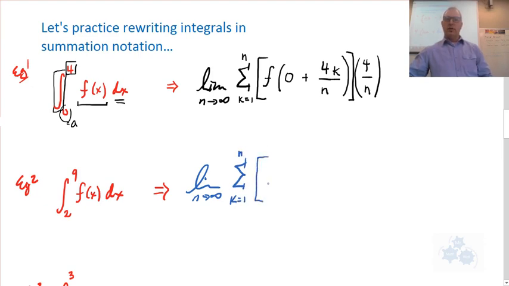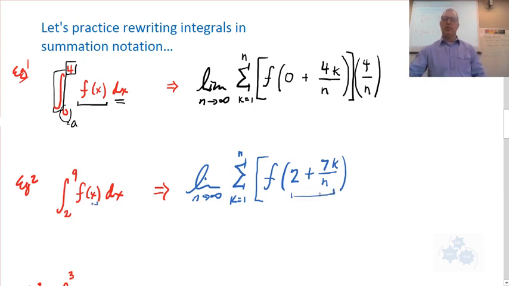And we're going to do the function evaluated at a. Now what's a? 2 plus b minus a, that's 7 over n times k, or 7k over n. Okay, so this is what's going to replace the x here, right? It's going to be the input variable. And then here we have 7 over n as our width.